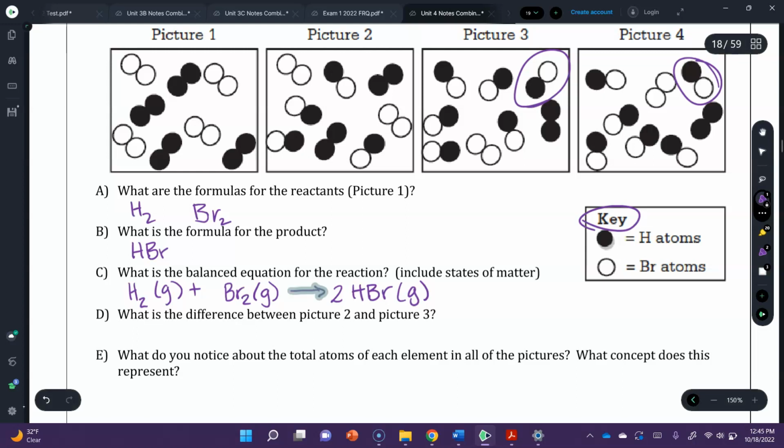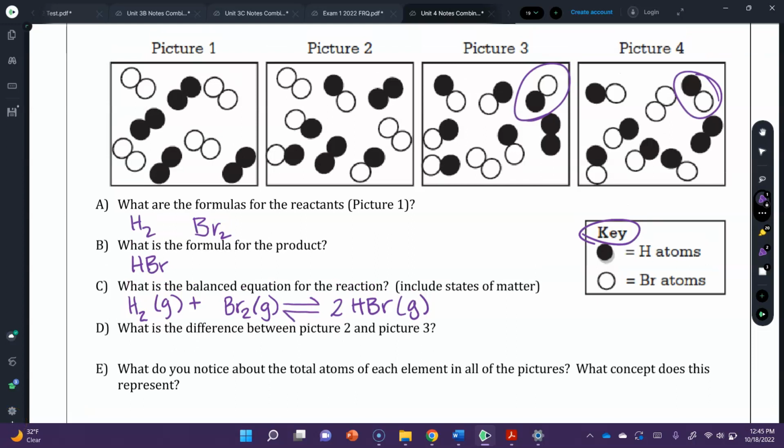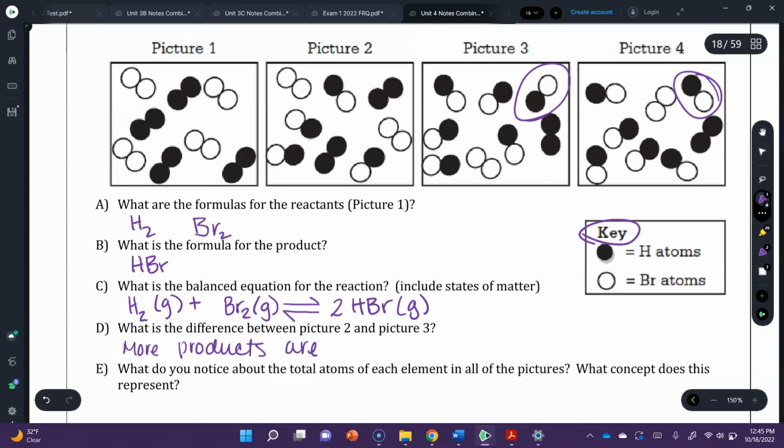sides. To add in, since this is an equilibrium reaction, we usually use half arrows that indicate that the reaction proceeds in both directions. Looking at the difference between picture 2 and picture 3, the main difference between these two is that more products are formed in picture 3, so it is further along in the reaction.